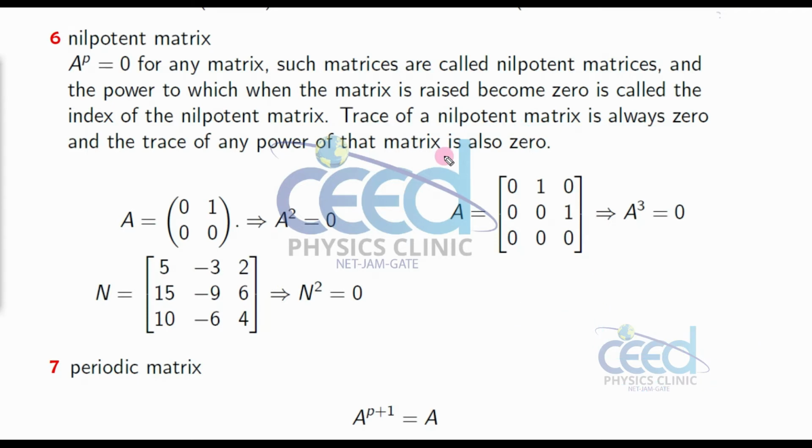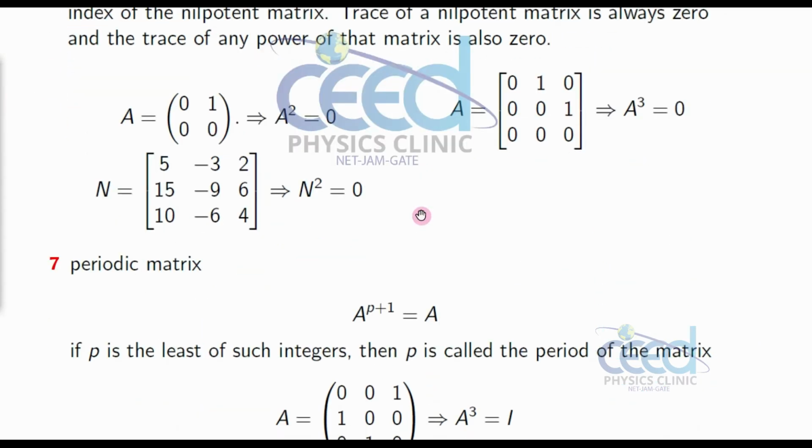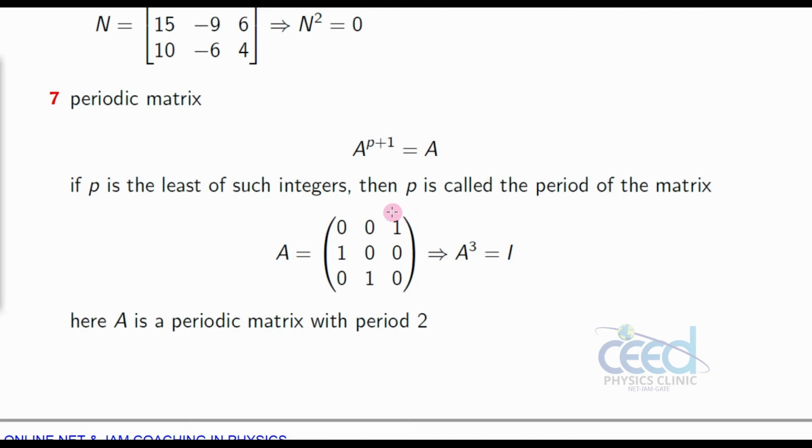Now the next one is the periodic matrix. Suppose you have a matrix A, and A raised to P plus 1 is equal to the same matrix A. A into A raised to P, so A raised to P plus 1 you can write as A raised to P into the same matrix A, and you are getting A. That means this matrix A is periodic.